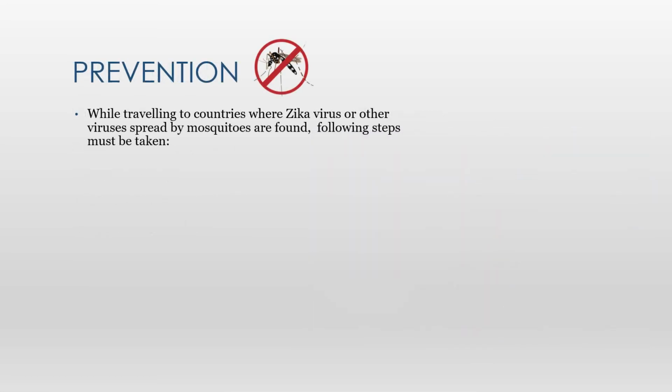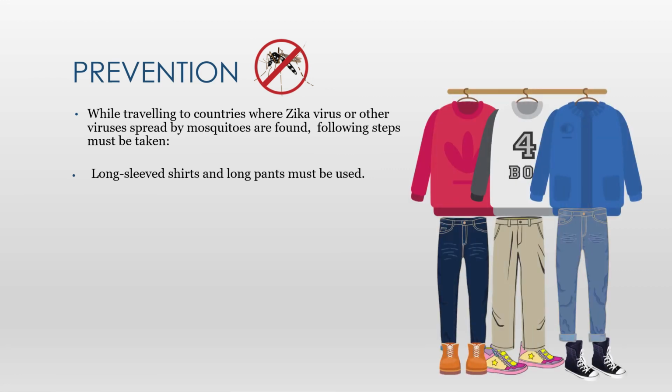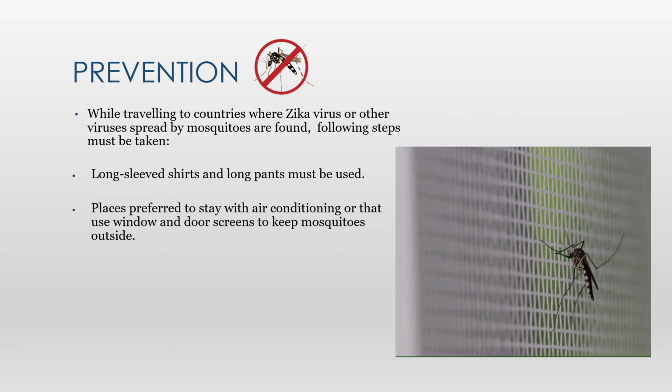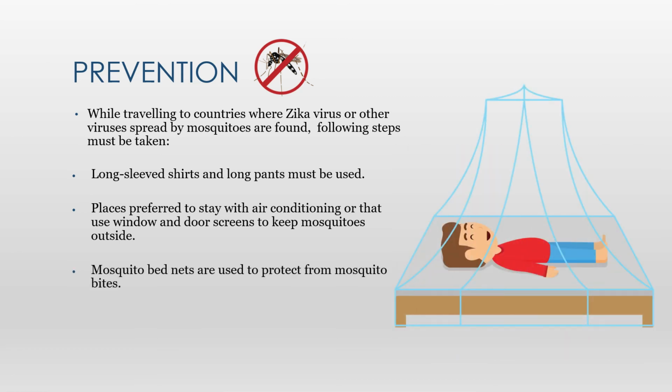While traveling to a Zika infected area, prevention should be taken from mosquito bites by wearing long sleeve shirts and long pants with long covering shoes. Always prefer to stay with air conditioning or use windows and doors with screens or nets to keep mosquitoes outside. Using mosquito bed nets is also very helpful to protect from mosquito bites.